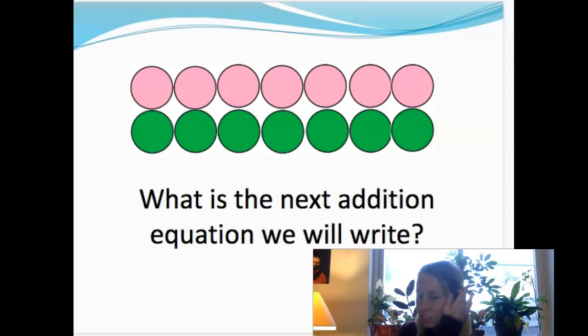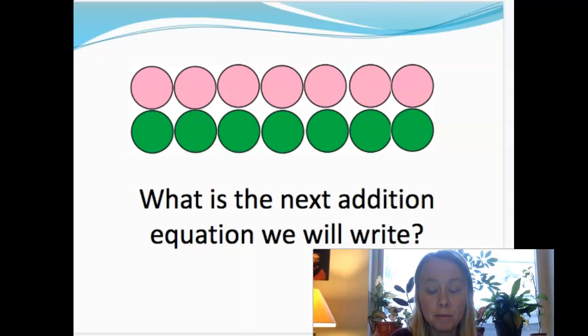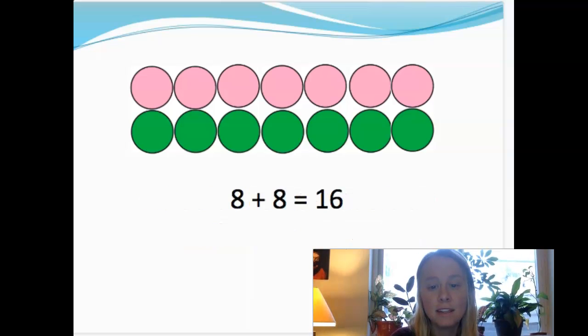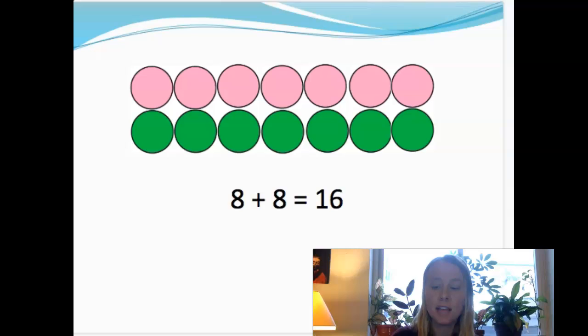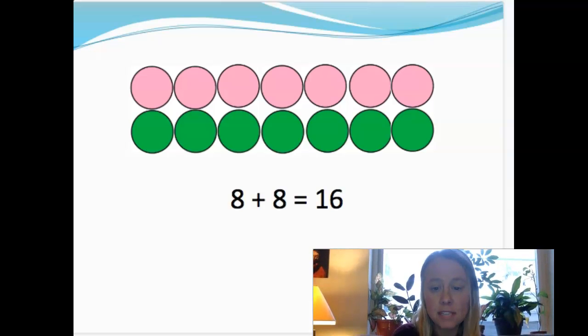What's the next addition equation we'll write? So notice we've been following a little bit of a pattern. We went from 1 plus 1 to 2 plus 2. When we got our counters, we started with 6 plus 6. We did 7 plus 7. Next is 8 plus 8. 8 plus 8 equals 16. Add that to your list of doubles facts.